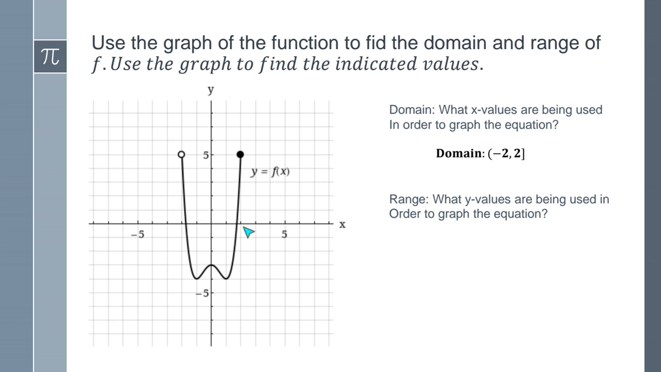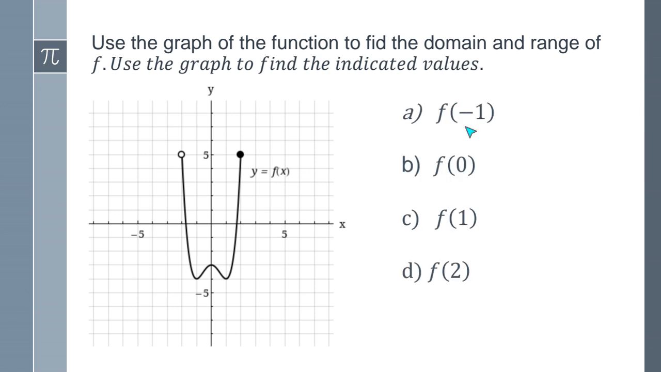Now for the range, ask yourself what is the smallest y value that's being used. This point here looks like negative 4, and the largest y value is at 5. So my range will be from negative 4 to positive 5.